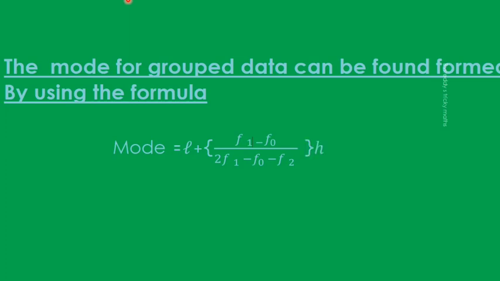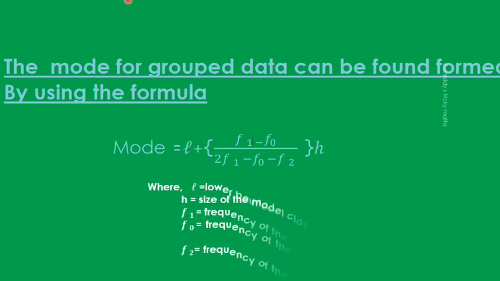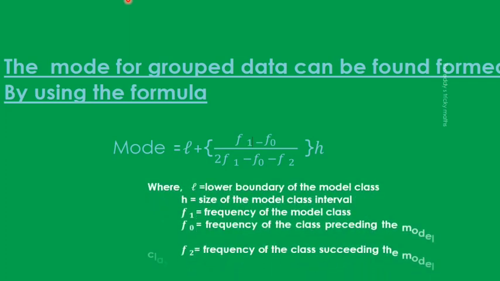So what is meant by f1, f0, f2? We write them in detail. You have to write the definitions of L, h, f1, f0, f2 in the exam also. L means lower boundary of the modal class, h means size of the modal class, f1 means frequency of the modal class, f0 means frequency of the class preceding the modal class, f2 means frequency of the class succeeding the modal class. In this way you can write the formula easily.